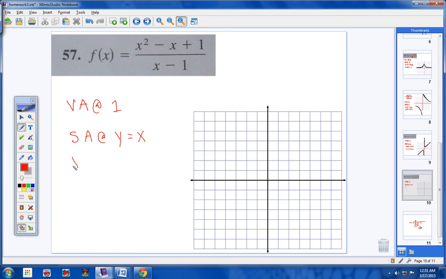Now the x-intercept is when you set the numerator equal to 0 and solve, and you cannot solve that, students, if you take this.